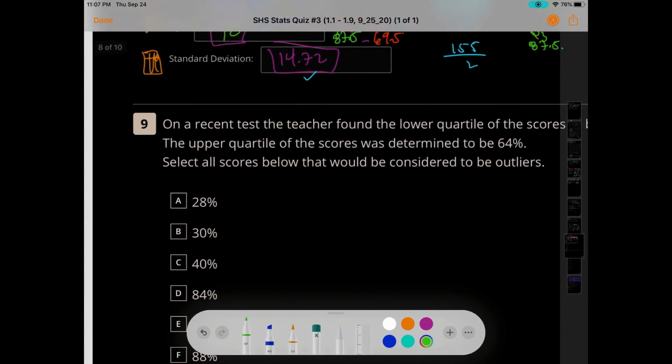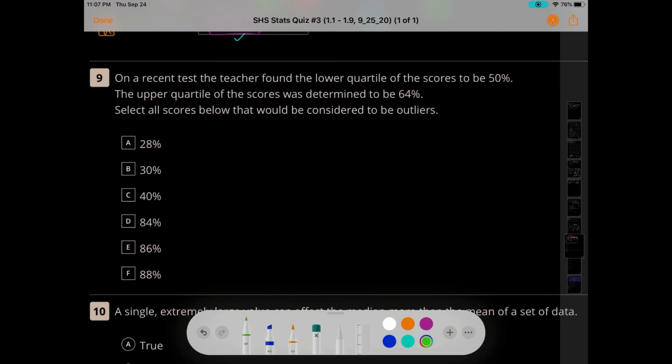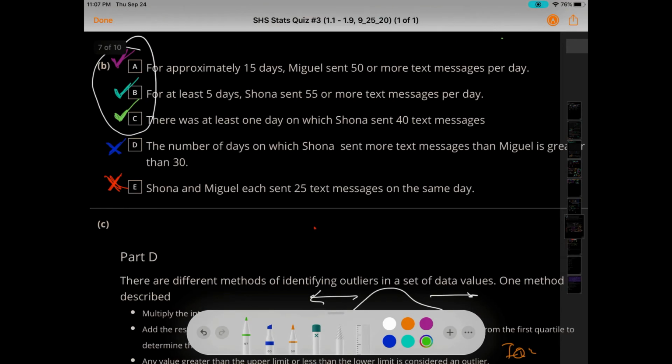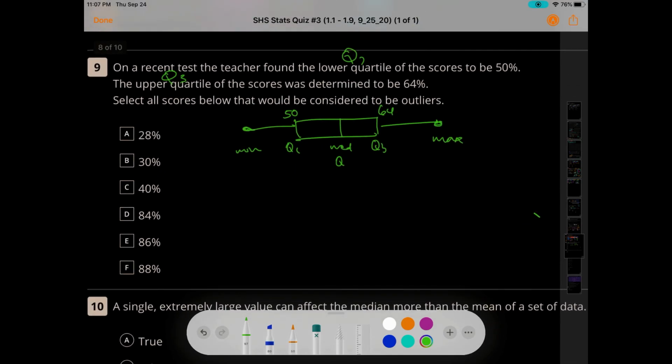Okay. And then the last one, or 2 more. On a recent test, the teacher found the lower quartile. What does the lower quartile mean? The lower quartile is Q1. And the upper quartile, which is actually Q3, of the scores was determined to be 64. Select all the scores that would be considered outliers. So make yourself a visual. So Q1 is 50. Minimum, Q1, median or Q2, Q3, and then the maximum. Q3 was a 64. Which ones are considered to be outliers?